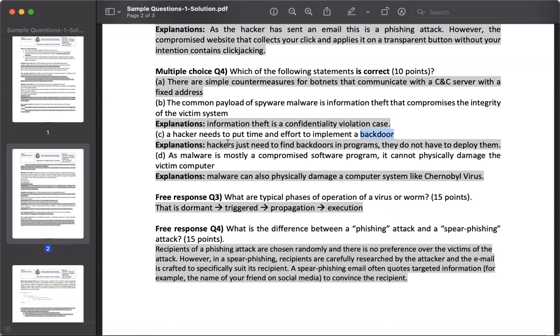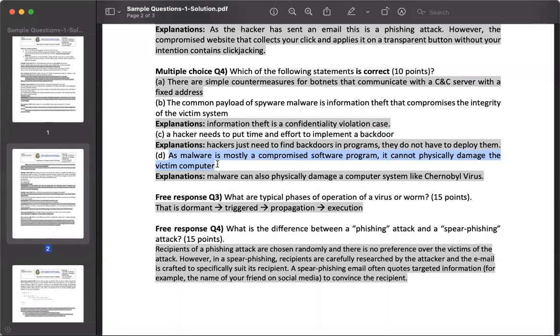They just find and use backdoors. So backdoors are not being implemented by hackers. So that's why item C is incorrect. And final item D says a malware is mostly a compromised software program. It cannot physically damage the victim computer. So again, this is not correct.